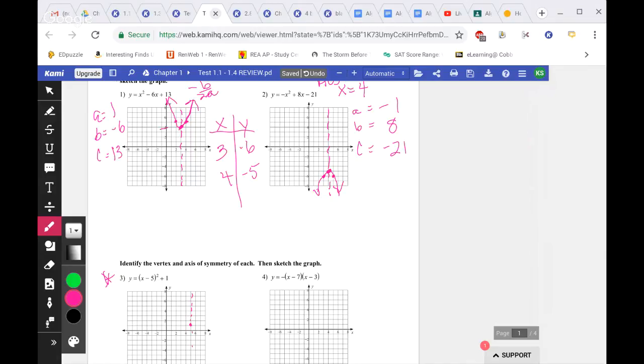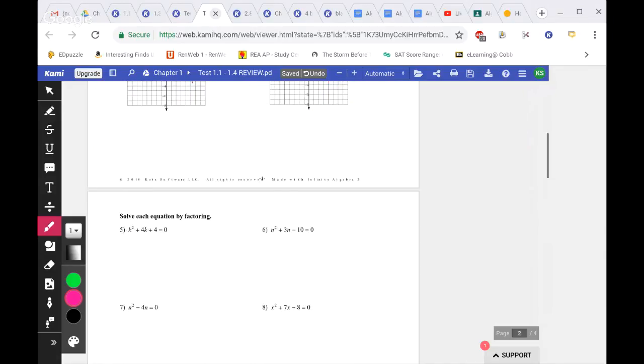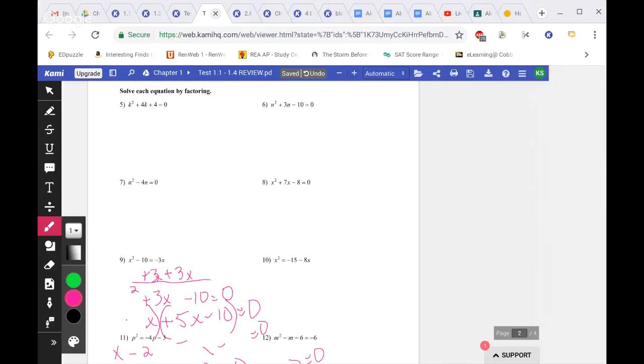So basically what you're saying is the test looks exactly like the 1.1 through 1.4 review, with different numbers. Yes. That's why I give it. If you can work through this, you can do the test. You didn't want to give us the same numbers? No, I didn't want to give you the same numbers. Oh, darn it. But this is it exactly.